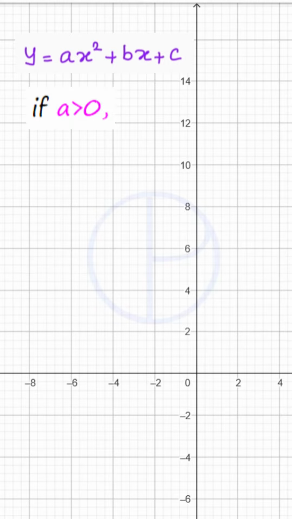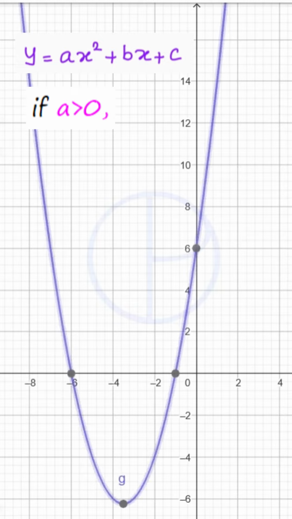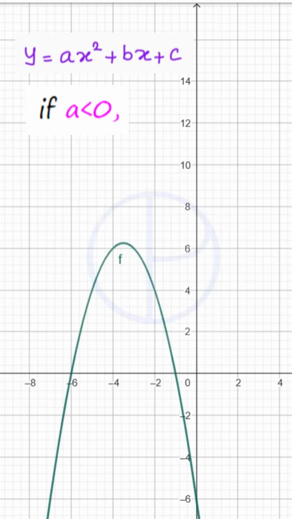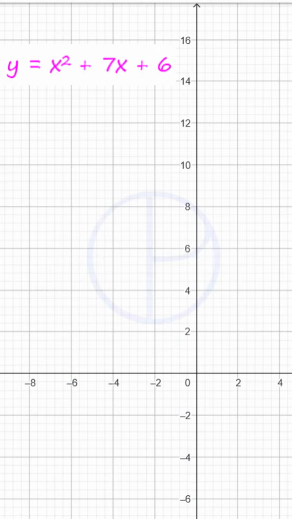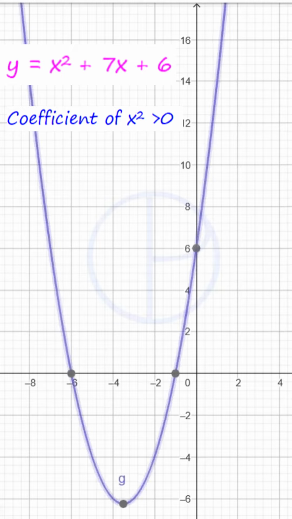If the coefficient of x square is greater than 0, then the curve opens upwards. If the coefficient of x square is less than 0, then the curve opens down. In this example, the coefficient of x square is positive 1, so it opens upwards.